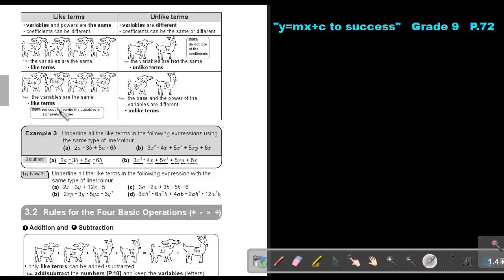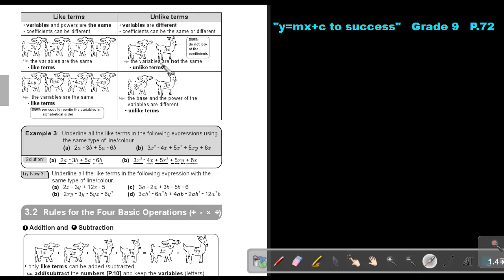They are like terms. If I look at this one, there's an x, y, there's a yx, but the order does not matter. I'm just going to rewrite it in alphabetic order, xy. There's a xy, there's a xy. So this will all be like terms. The variables are the same. The coefficients can be different. And we usually rewrite the variables in alphabetic order.